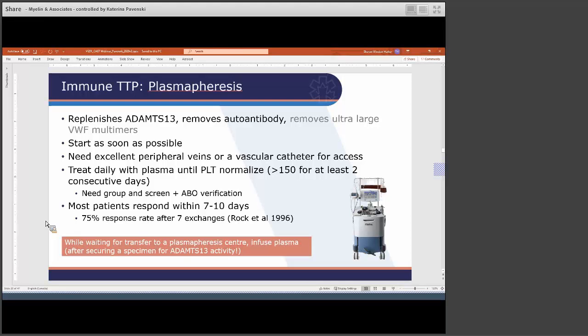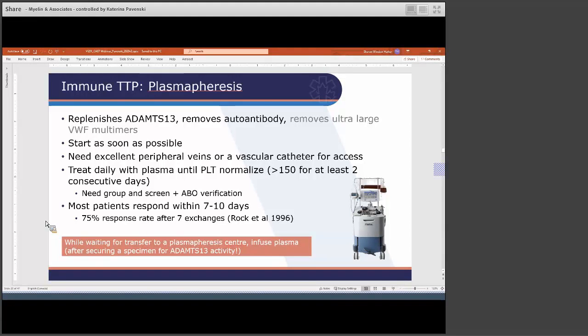What's really important to know is that, and now as I'm speaking, I realize that I should have had a slide on the location of plasmapheresis centers in Canada. So in Canada, there are approximately 40 plasmapheresis centers. And I think it would be very important for an emergency physician, I would imagine, to know where the nearest plasmapheresis center is. Patients with suspected TTP should go to a plasmapheresis center.